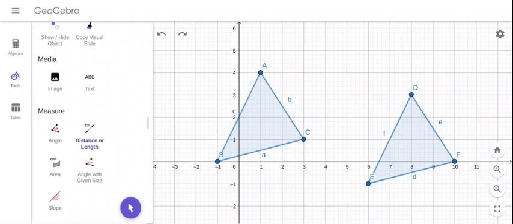So in this video, we will talk about SAS congruence. That means side angle and side. Or we can also say that we can evaluate any two sides of the triangle for both the triangles and the angle between them. And if they are similar, then we can say that these two triangles are congruent.